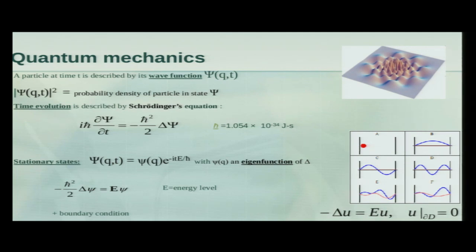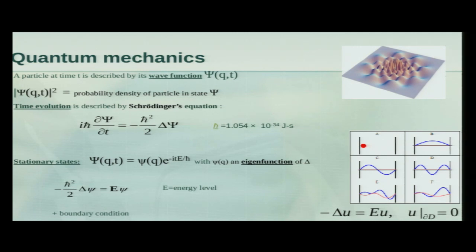the time evolution is described by Schrödinger's equation, which is this equation. Let's say in free space, it says that the time derivative of the wave function is given in terms of the Laplacian of the wave function. Okay, this is in flat space with no boundary condition. And there's a small parameter here that is Planck's constant. And I'm going to think of it as a very small parameter.